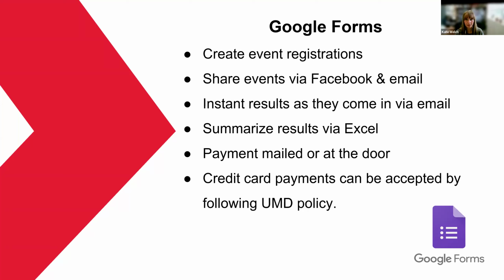And if you already have a Google form set up for your event, you can just add this tab onto that form, that sheet. And then for payments, we can still accept payments through Google Form. They can be mailed to your office. You can accept cash and check at the door. We now also have the ability to accept credit card payments. But you must follow UMD policy. We do have that listed in our resource page that will be sent out to everyone. All right, next slide, please.